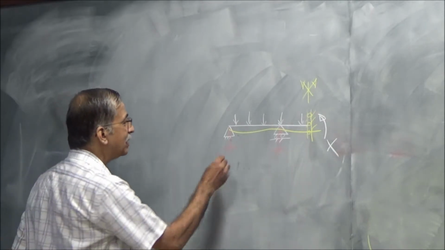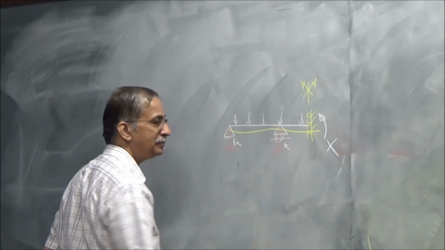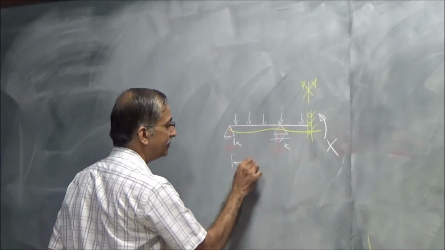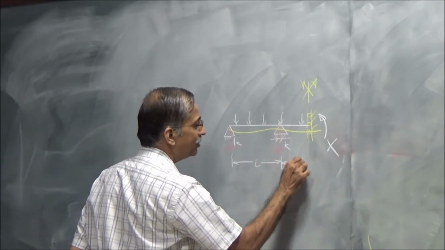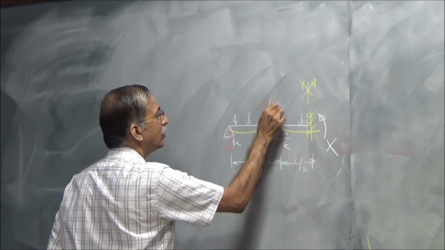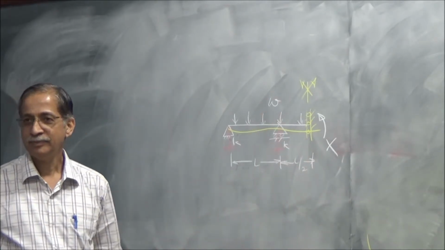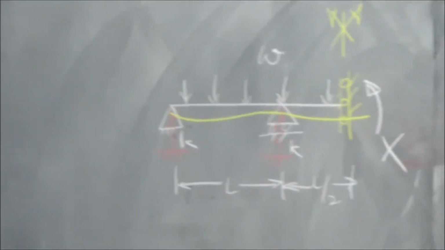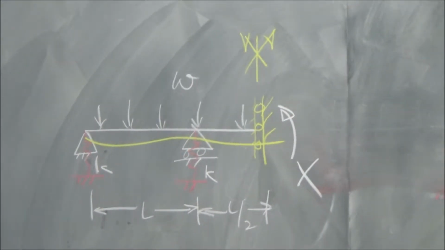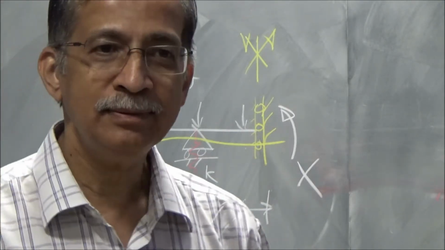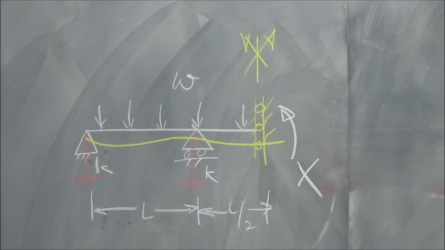And these springs have a stiffness K. Both are K. The span is L. This is L by 2. This load is W. Right? How to find X? Take moments. How to find X? Energy method. What is the theorem of least work? Someone speak a clear sentence. What is the theorem of least work?